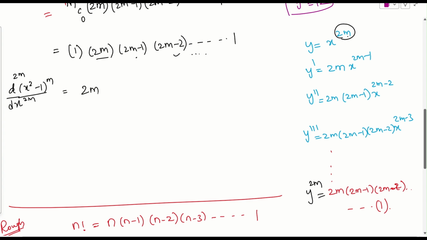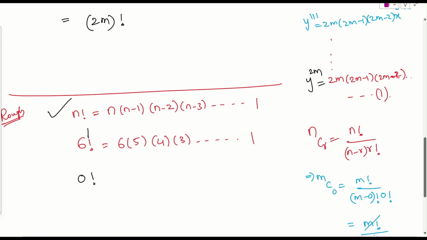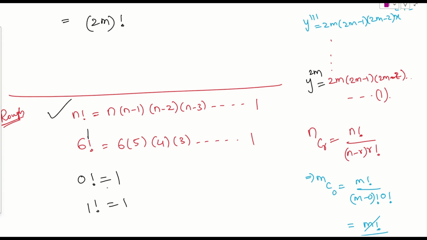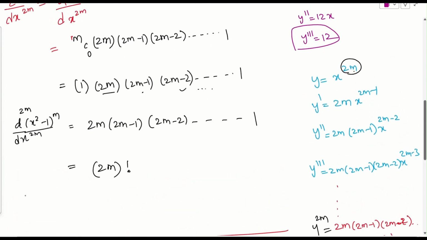So whatever we are having, 2m into 2m minus 1 into 2m minus 2 and so on up to gradually 1, is simply in the form of 2m whole factorial. Is it okay? Because it's the formula for n factorial. Is it fine? You can note it down. There are a few more terms: 0 factorial will always be 1, and 1 factorial is also 1. Is it fine? Try to look into it. If you have any doubts, just let me know. Is it okay? Yes, I think I am done with this.